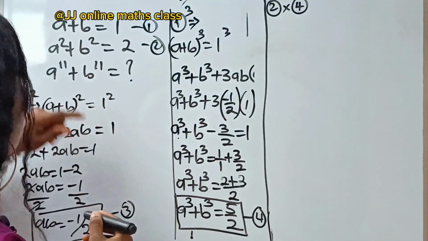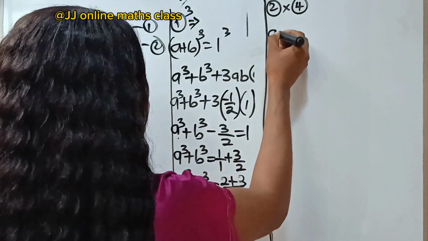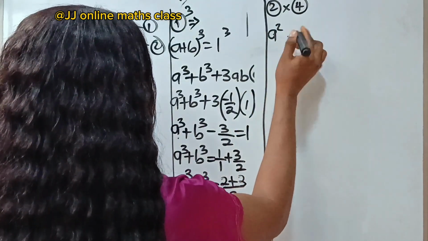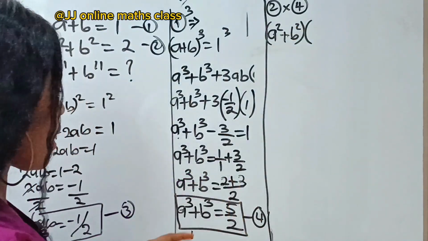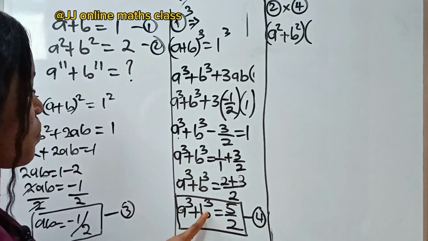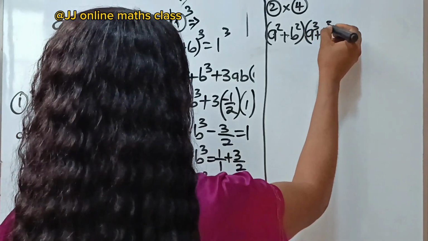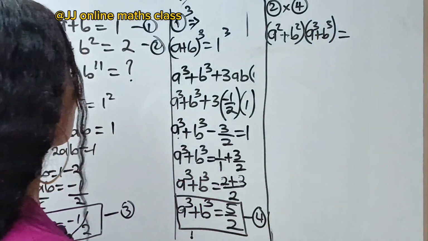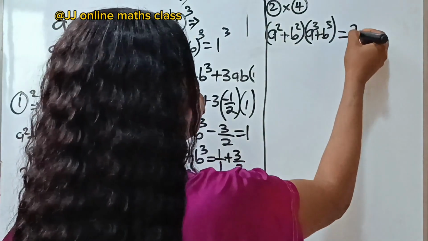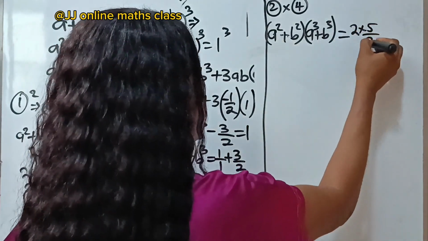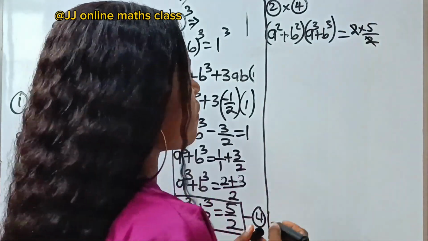So we are going to have a to the power of 2 plus b to the power of 2, multiplied by a to the power of 3 plus b to the power of 3, is going to be equal to 2 times 5 over 2, right? Now, 2 divided by 2, we are left with 5 here.